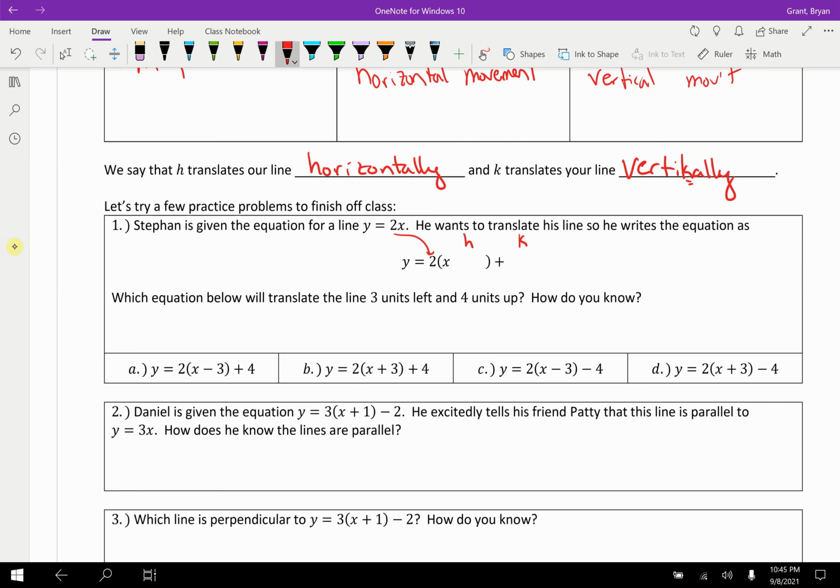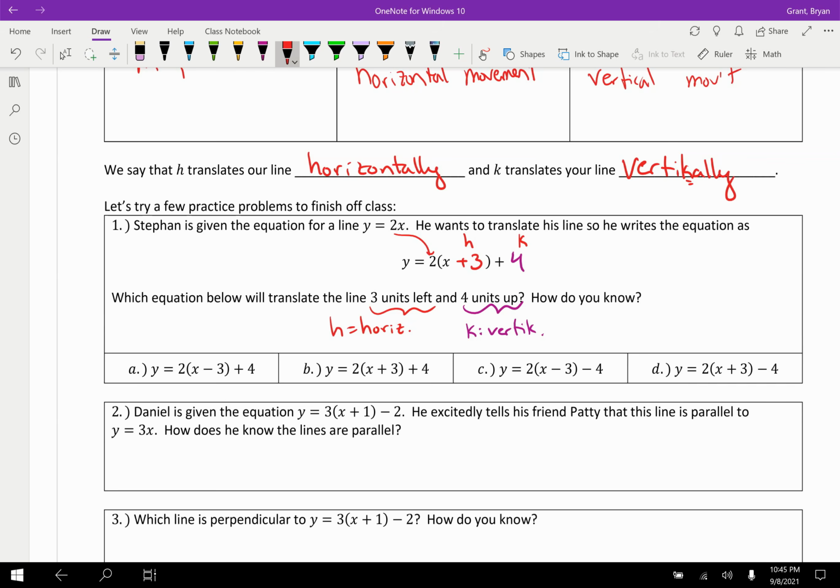Well, don't forget that left and right is like h, that is the horizontal part. And then 4 units up, that's going to be like the k, which is the vertical part. So I think my h needs to be 3 and my k needs to be 4. But don't forget, in HK form, we always want to make sure that it looks like the opposite. 3 units left would be like negative 3, so I actually need to make this a positive 3. Whatever number here, we will be doing the opposite.